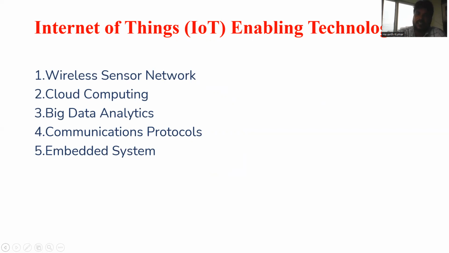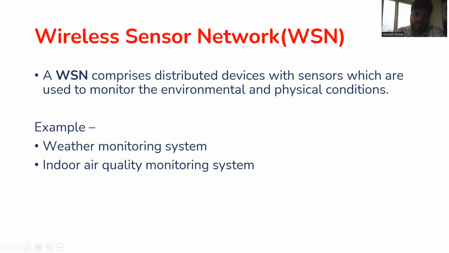We know about wireless sensor networks. So basically, there are so many sensor networks. Nowadays, people are more commonly using wireless sensor networks. So what is a wireless sensor network? It comprises distributed devices with sensors, which are used to monitor both the environmental as well as the physical condition. So we have so many kinds of sensors. The specific capability of this wireless sensor network is that we can monitor both the environmental as well as the physical condition of the network.